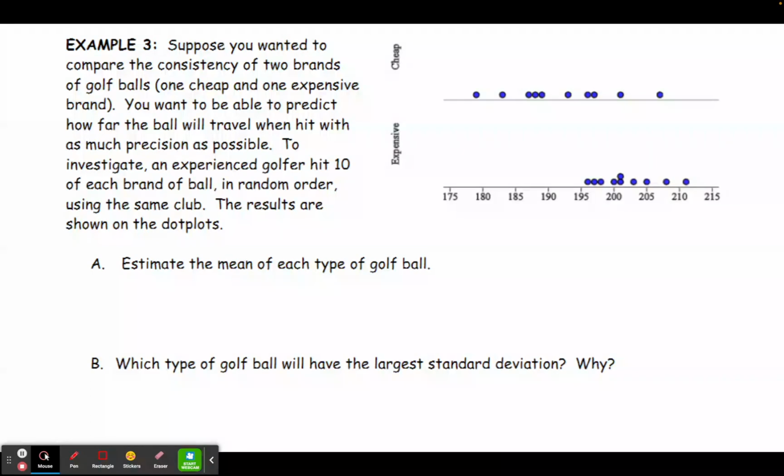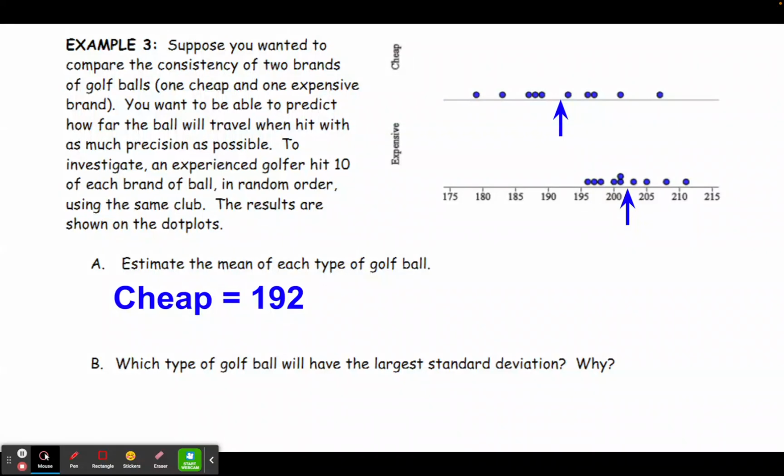So, to conduct an experiment, you take an experienced golfer and they hit 10 golf balls of each brand in random order using the same club, and we have the results shown in the dot plot. Part A is asking us to estimate the mean of each type of golf ball. So, the mean would be about in the middle. This data is pretty uniformly distributed or symmetric, so we can estimate where the middle would be. I would say for the cheap golf ball, the mean is probably right about there. We would estimate that that's maybe 192, 193.